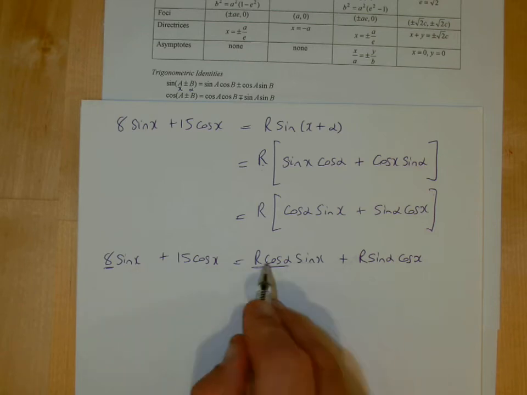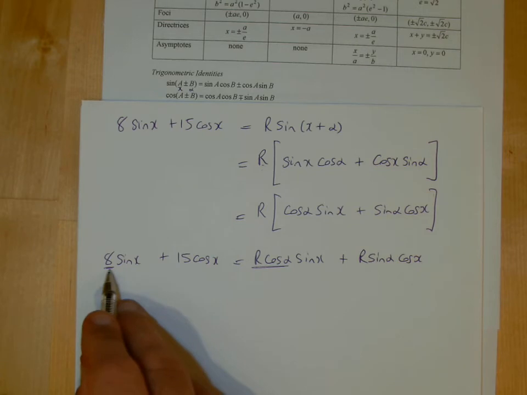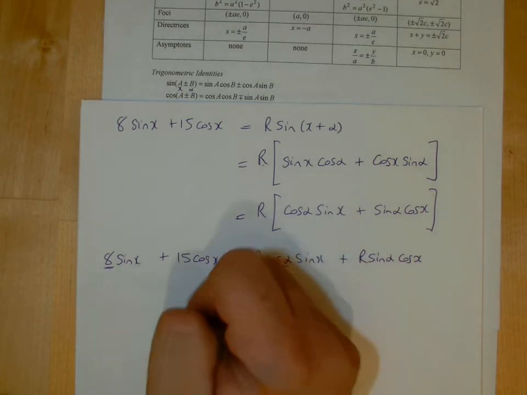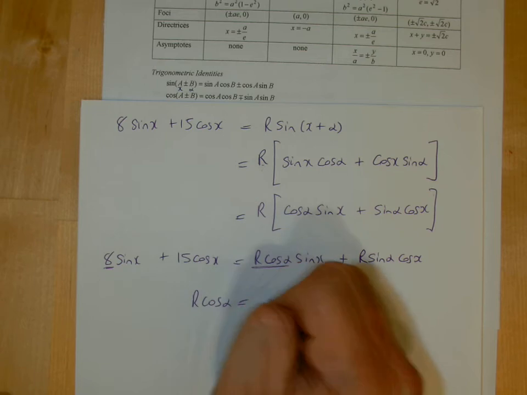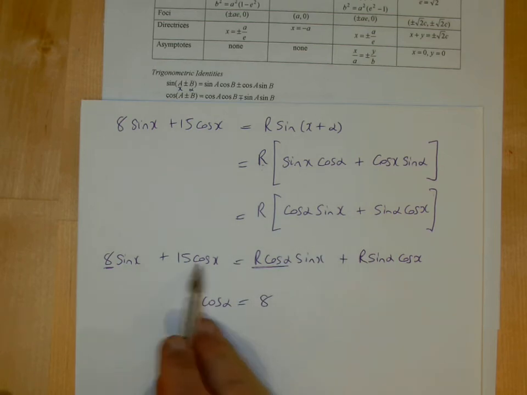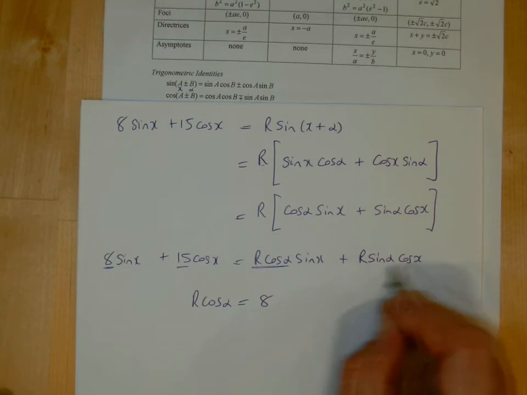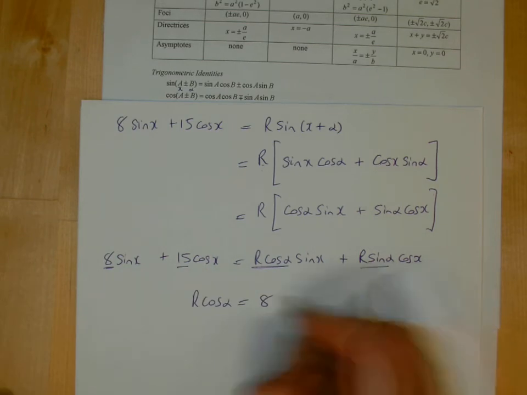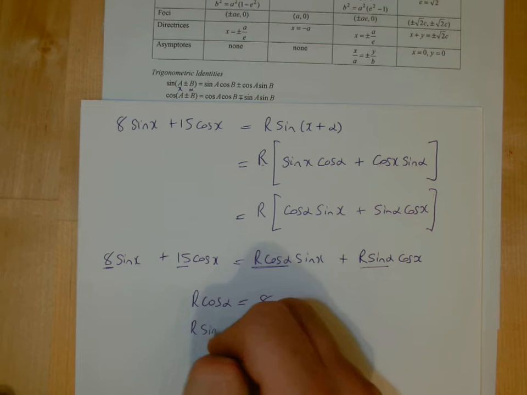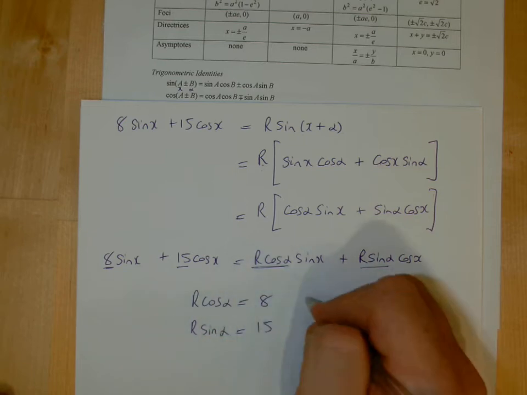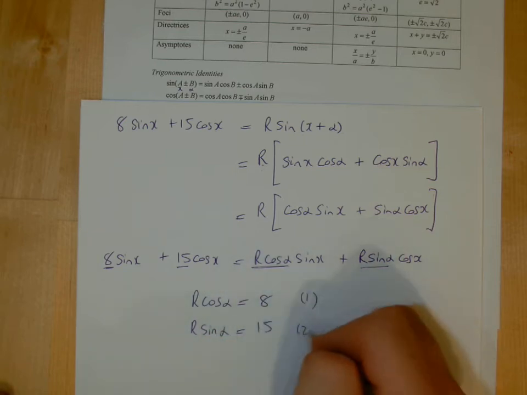So you've got a sine x here, so what's in front of it has got to equal what's in front of the sine x here. So we can say, look, r cos alpha is equal to 8, right? And then what's in front of the cos x here is 15. It's got to equal what's in front of the cos x here, which is r sine alpha. So r sine alpha has got to equal 15. So we've got two equations, 1 and 2.